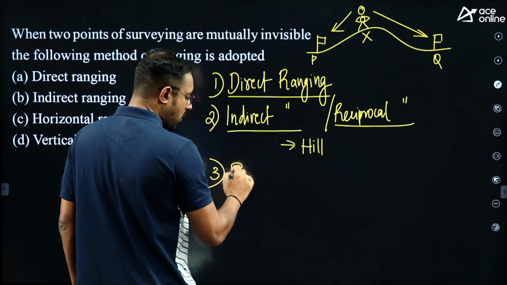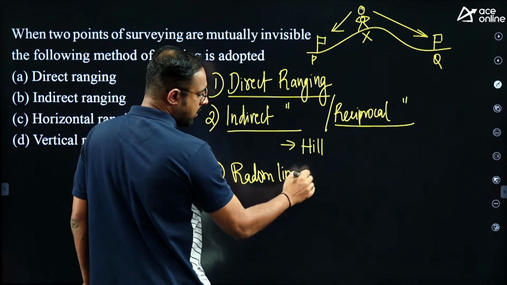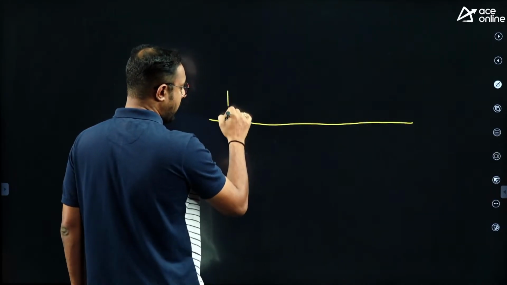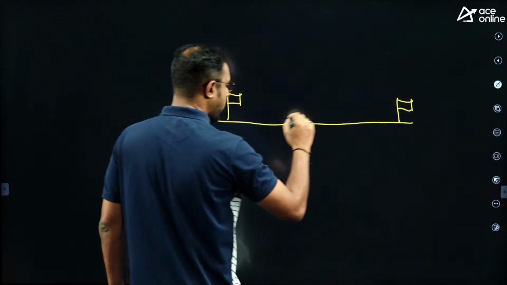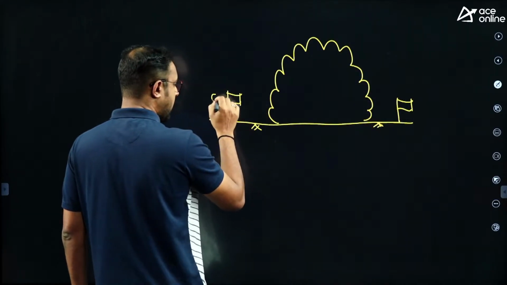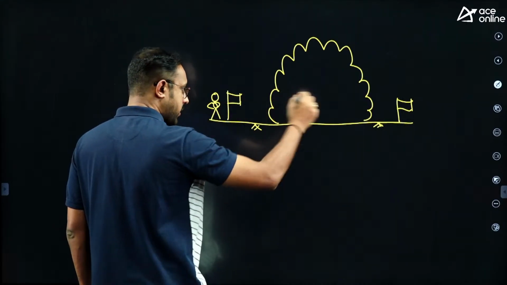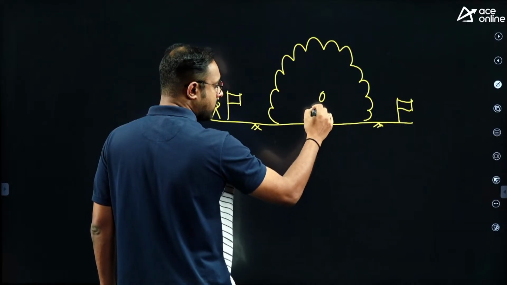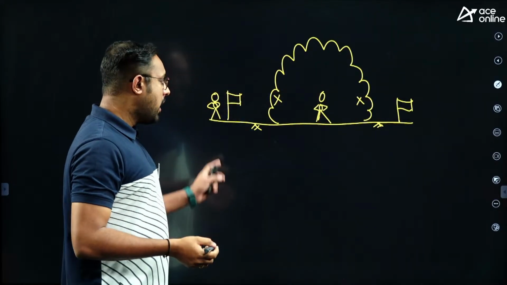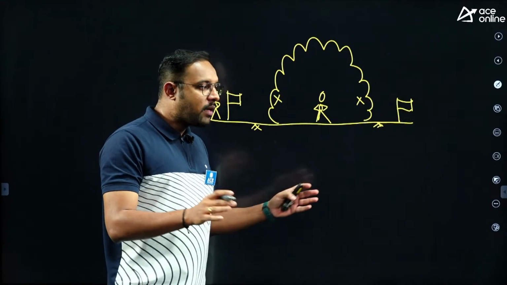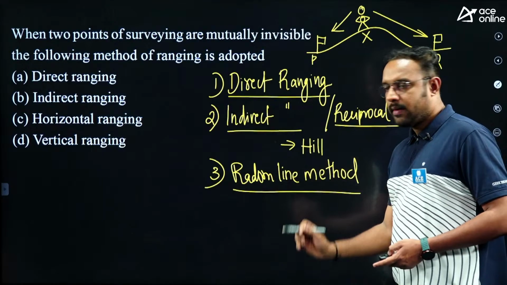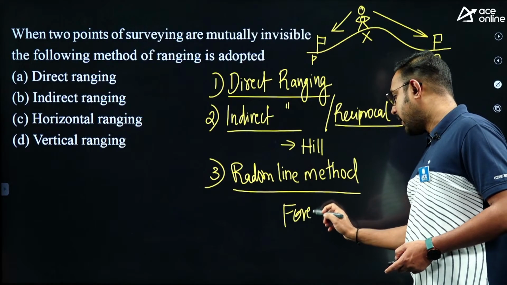We'll go for the next method, which we call the random line method. What is an example of this? Imagine this is your ground. This is one ranging rod, this is another ranging rod, and this is a dense forest. Imagine you are standing here inside the forest. Can you see the end stations P and Q? No, because you cannot see past a forest. Is this point visible? No. Is this point visible? No. So the end stations are not visible, and at the same time there is no intermediate point from which I can see the end points. So what will I do? I'll go for the third and final method of ranging, the random line method. It is used for dense forest.